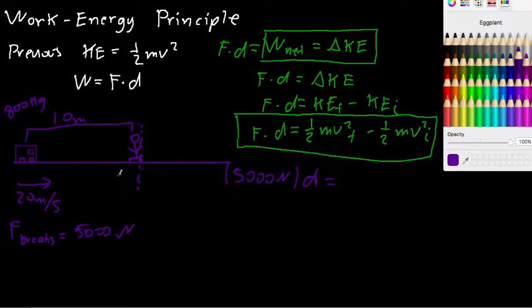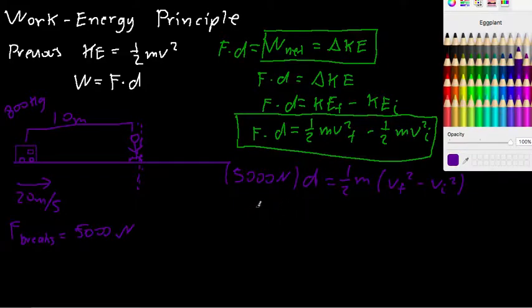So remember from our previous videos that you treat them separately. So we're just treating the horizontal axis right now. So then 1/2 mass comes out, and then you have velocity final squared minus velocity initial squared as well. All right, so now our mass, we know what our mass is. It says 800.